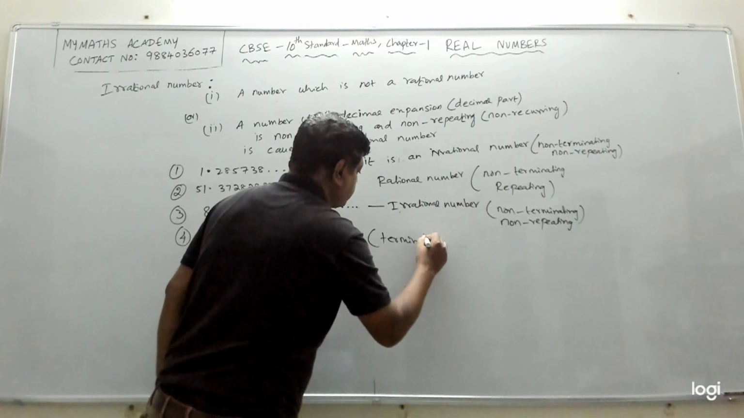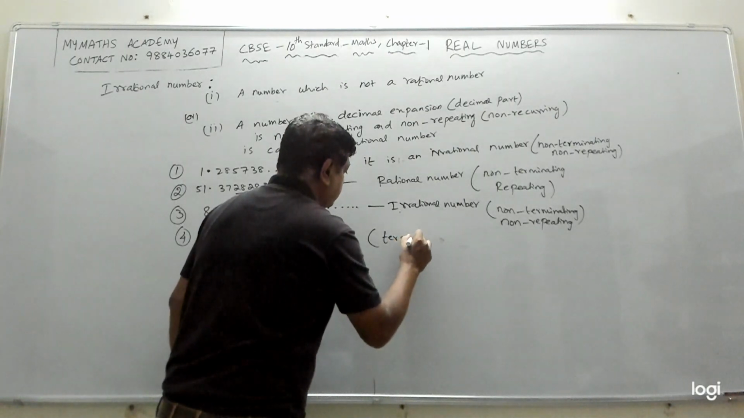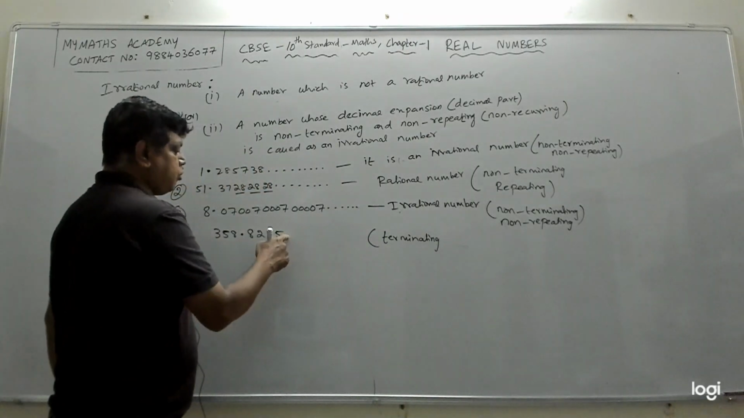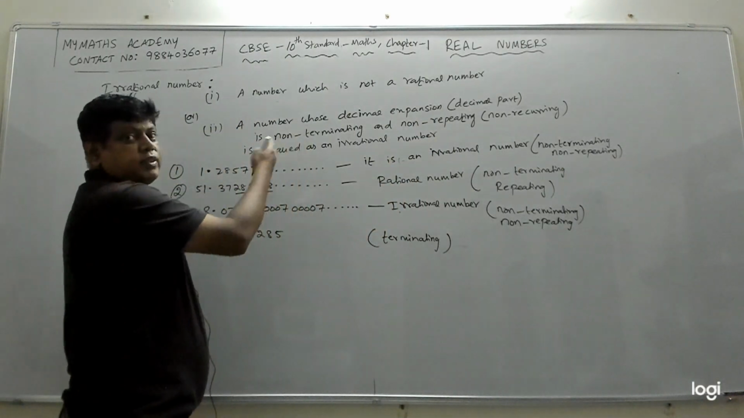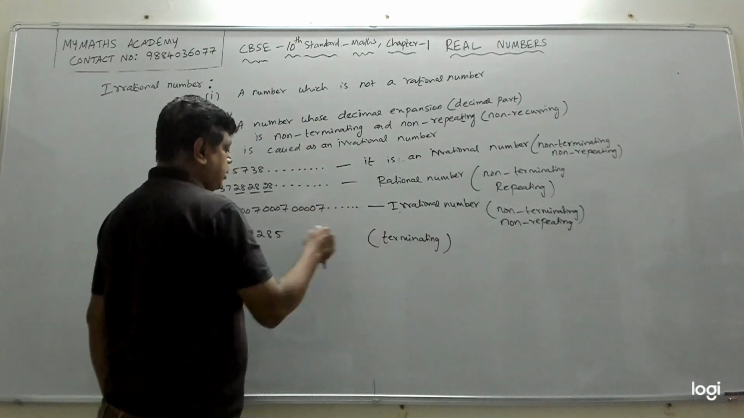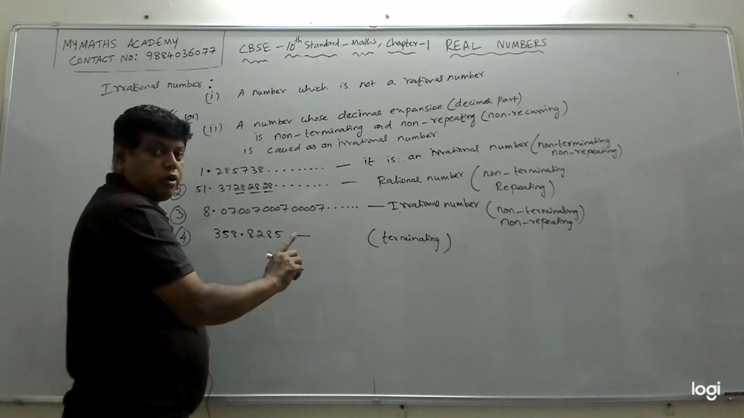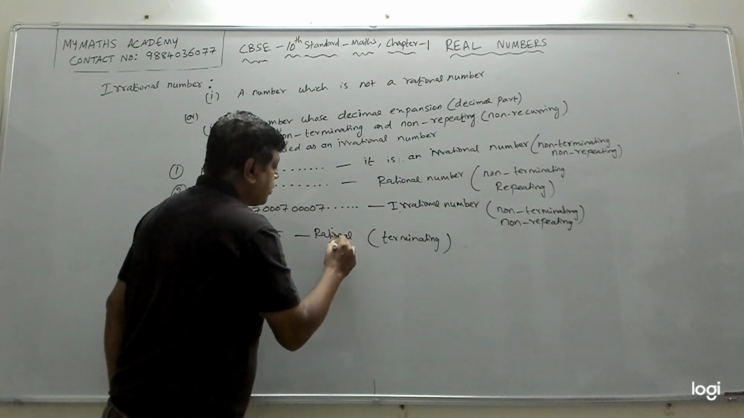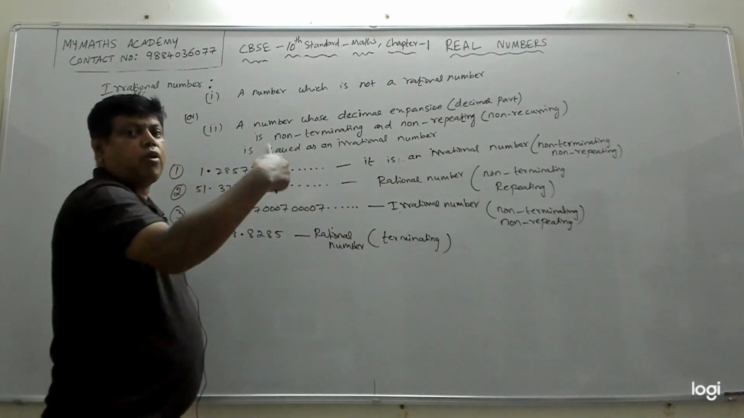Terminating means what? Stopping. It has stopped. There is no dot dot dot dot. So the moment it is terminating, we need not check the second condition, because the first condition itself is failing. The moment you don't see dot dot dot dot, it is immediately rational. Because it is terminating, you need not check whether it is repeating or non-repeating.